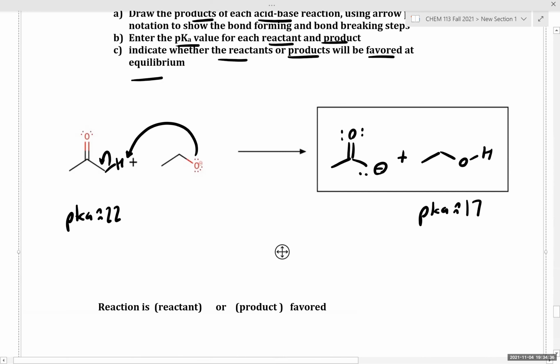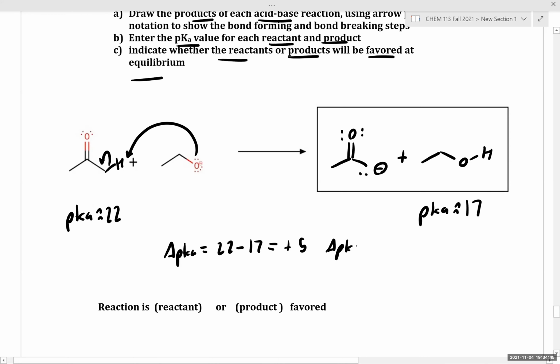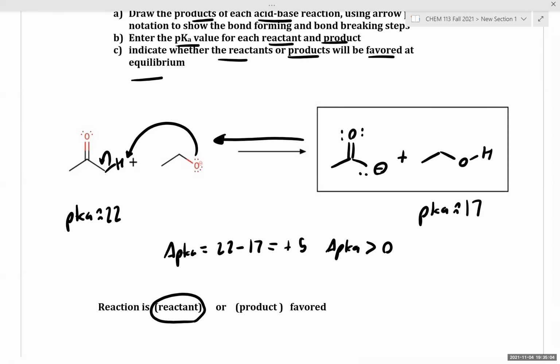So then, looking at our difference in pKa, 22 minus 17 is positive 5. The difference in pKa between our reactant acid and our product acid is greater than 0. So this reaction is reactant favored. Generally, the equilibrium favors the production of the weaker acid, as we discussed all the way back in chapter 2. Does this example make sense to everyone? Any questions on this example?